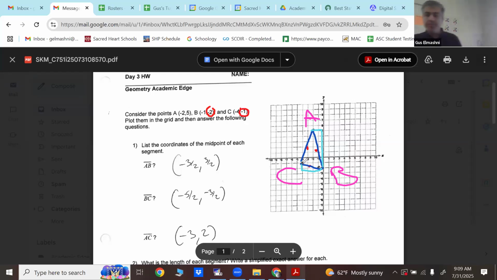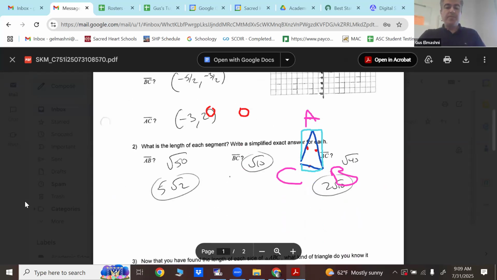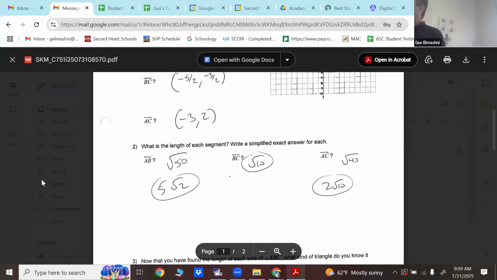And for the last one, looks like you're going 6 up and 2 right. So what's 6 squared plus 2 squared? 40. So you're gonna have root 50, root 10, and root 40 for those segments. And root 50, by the way, could be simplified as 5 root 2, because 25 is a factor of 50. That's a perfect square. And root 25 is 5.